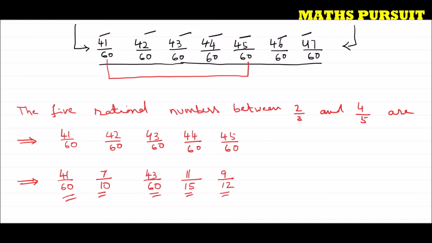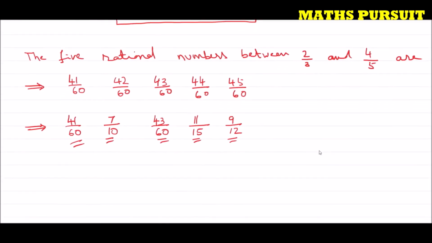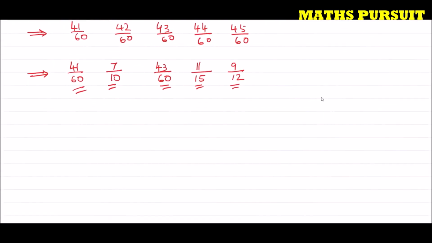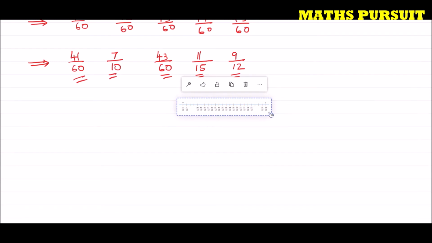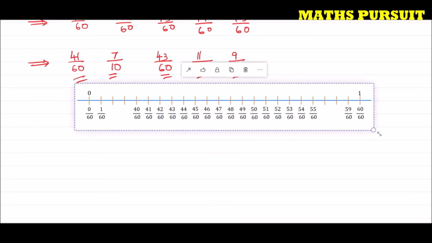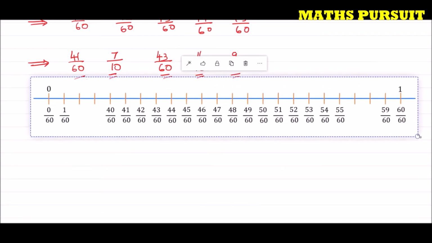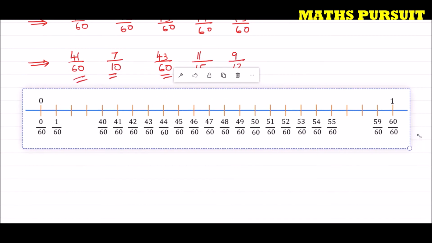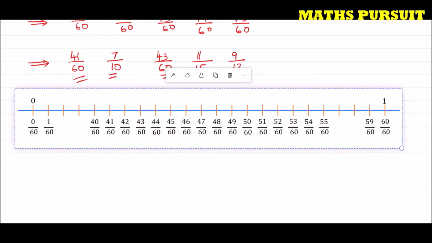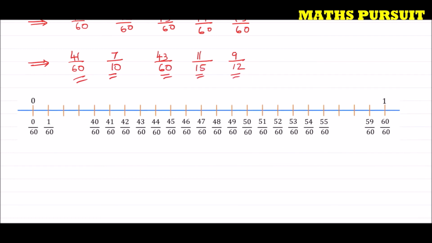Now guys, let us represent these rational numbers on a number line. Though the question has not asked us to represent these numbers on a number line, still let us represent them and see how it looks. Now guys, if you look here, I have the number line that I have posted here.